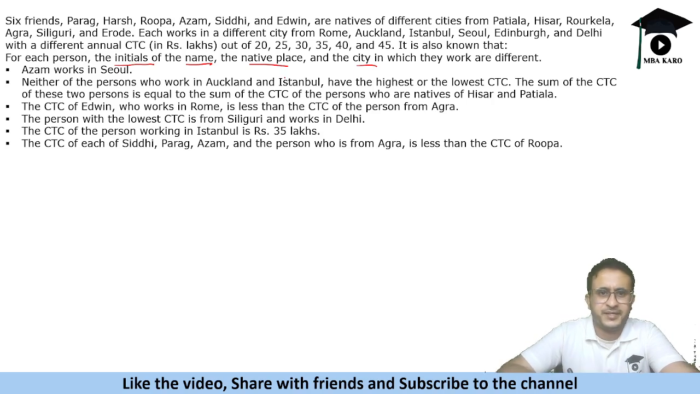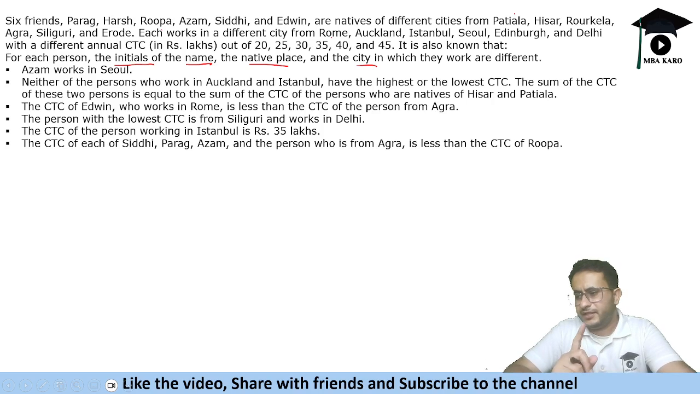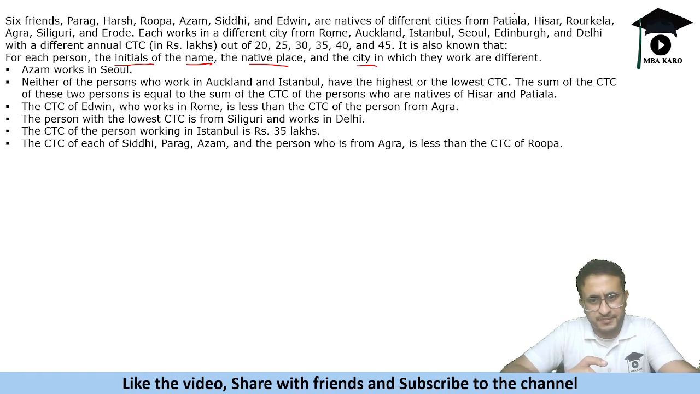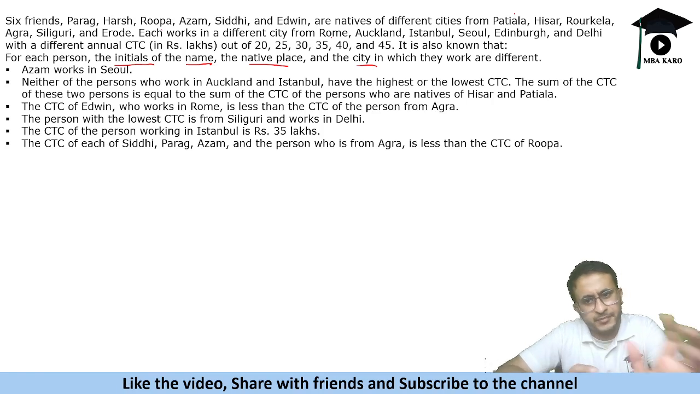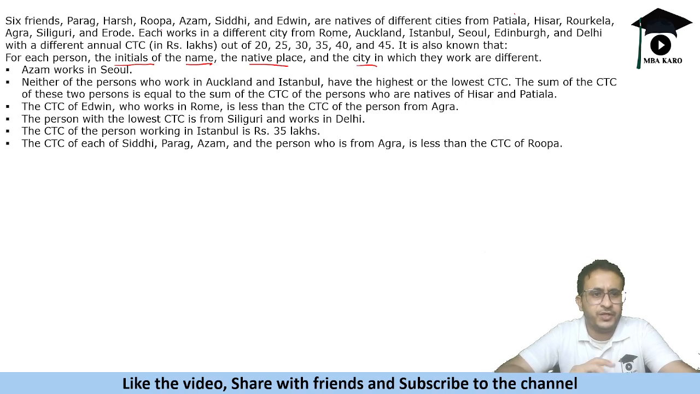So that means basically, let's say Rupa cannot work in Rome, and cannot be from Rourkela. Parag cannot be from Patiala, or cannot work in, there is no city with E here. So basically, if a person has some initial letter, they cannot work in a city with the same letter, or be born in a city with the same initial letter. That is the condition given.